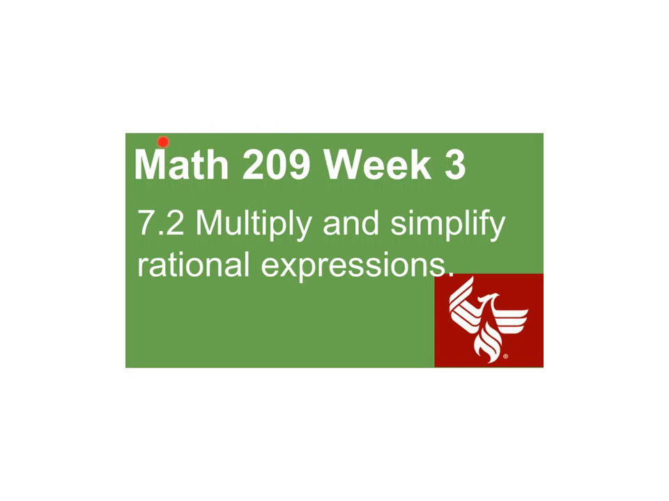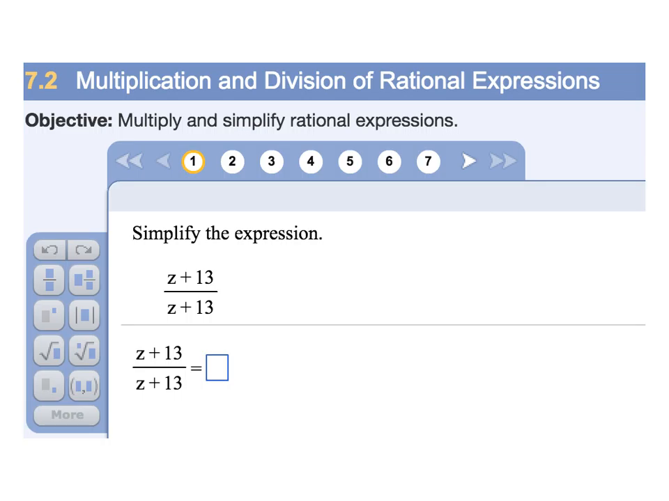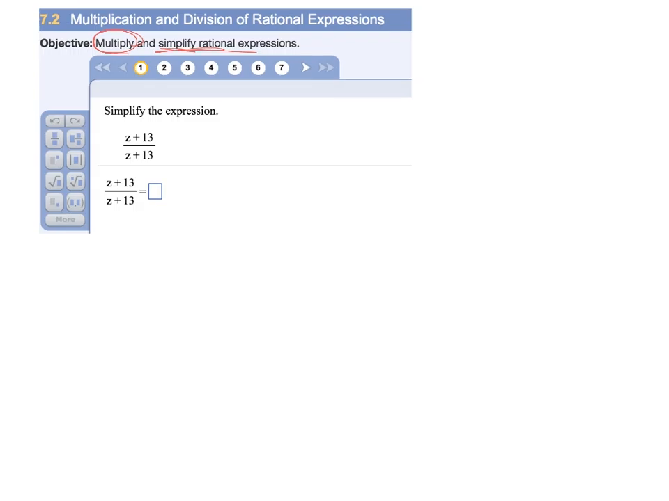All right, this is Math 209, Week 3, Section 7.2. We're going to be multiplying expressions. What's weird is even though the title is called Multiply, in this particular problem we're just going to be simplifying. So let's start by writing down the expression. It's z plus 13 over z plus 13.